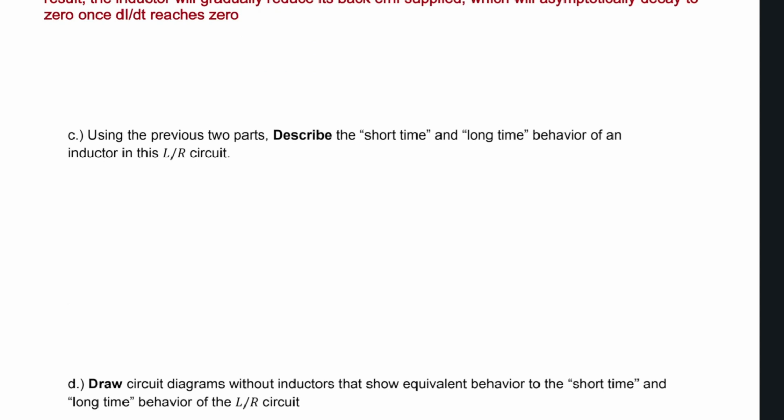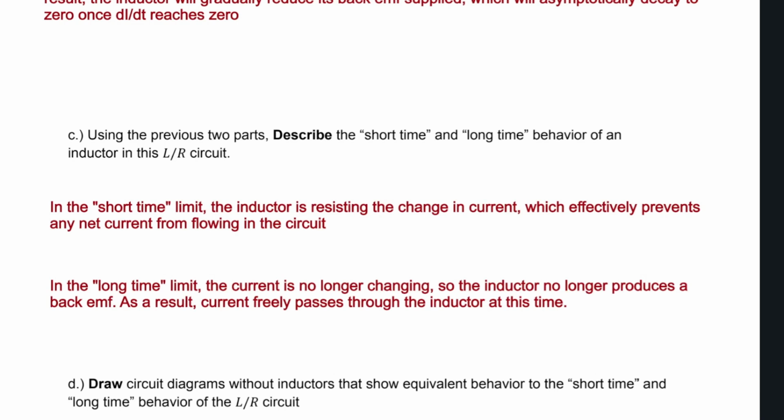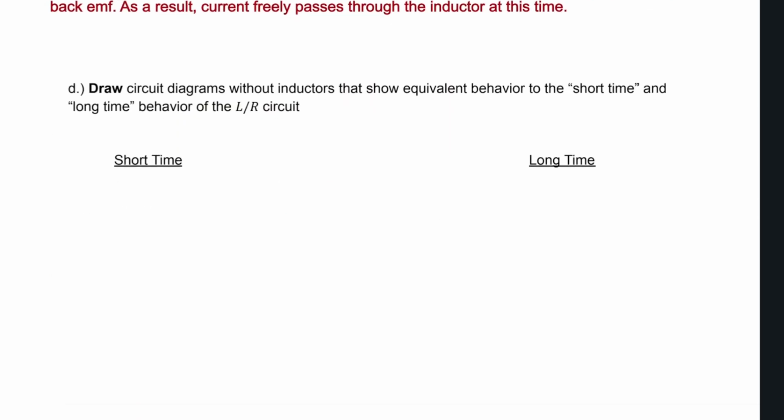So looking at this, our short and long time behavior of the inductor is: in the short time, an inductor resists the change in current, which prevents current flow. But in the long time limit, the inductor doesn't really see that di/dt anymore. And as such, it no longer produces a back EMF, meaning the current can freely pass through the inductor, and the inductor no longer minds.